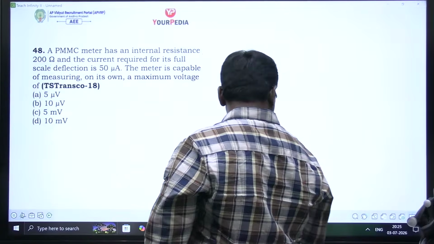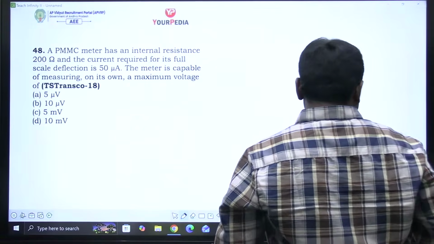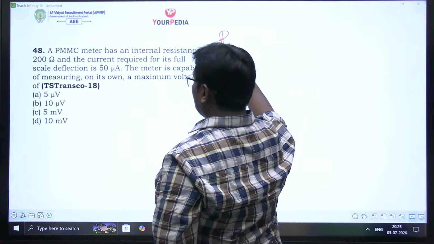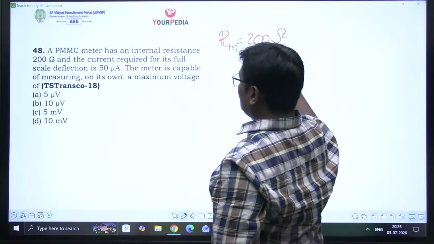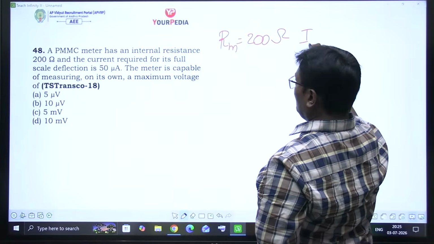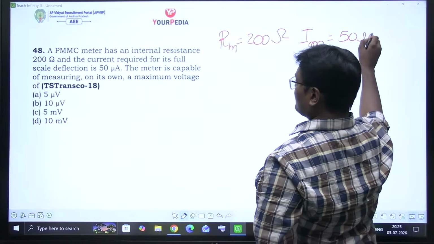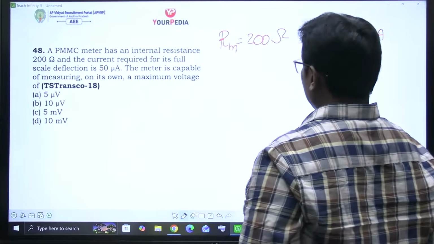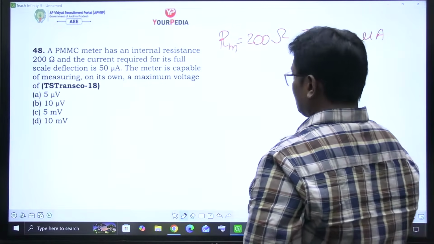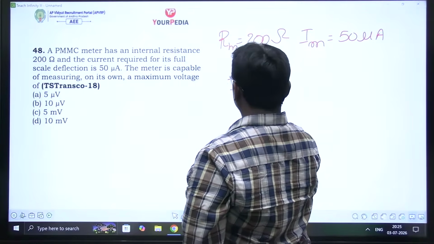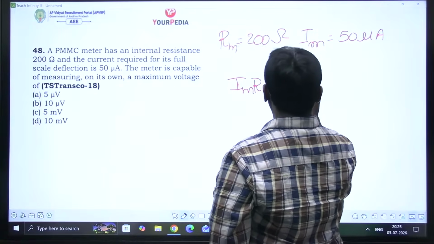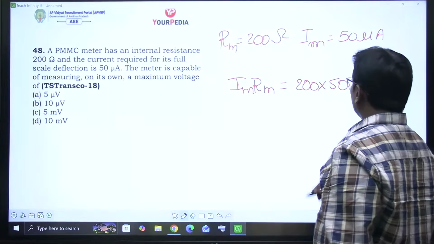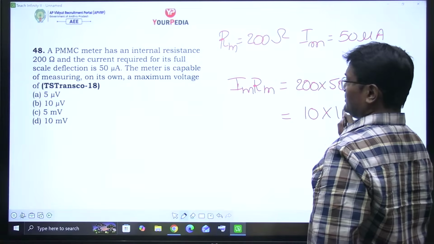A PMMC instrument has an internal resistance RM equal to 200 ohms, and the current required IM is 50 microamperes. The meter voltage is IM into RM, so 200 into 50 into 10 to the power of minus 6. That is 10 into 10 to the power of minus 3.